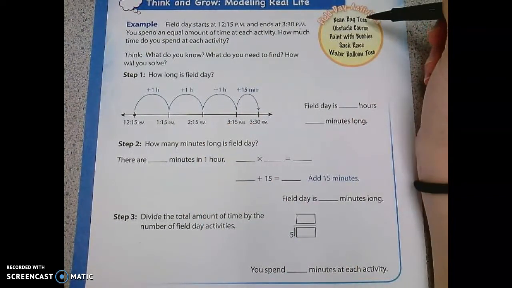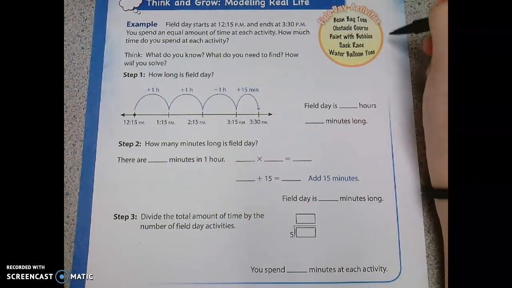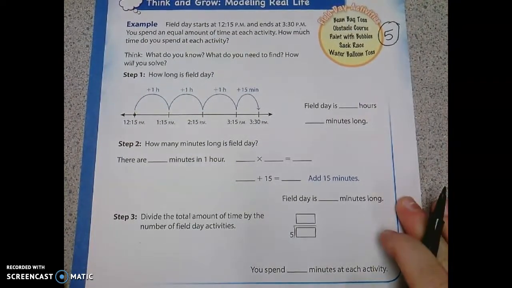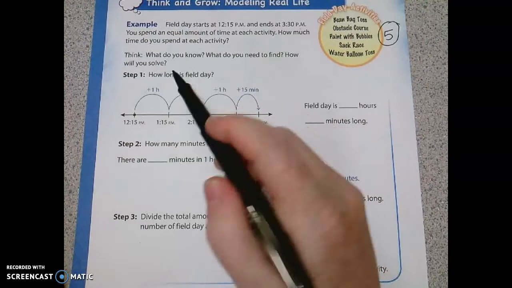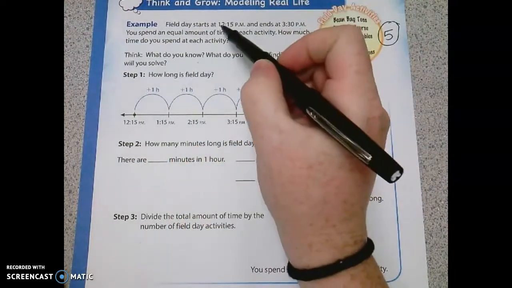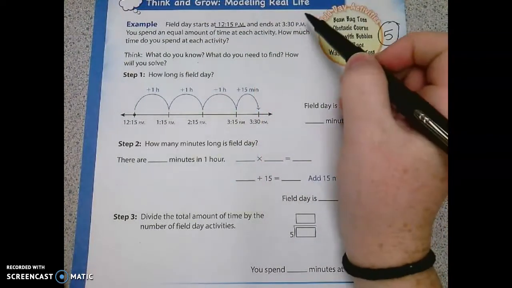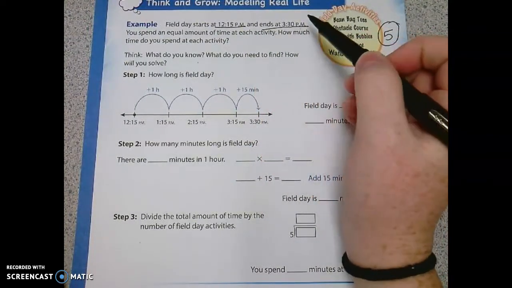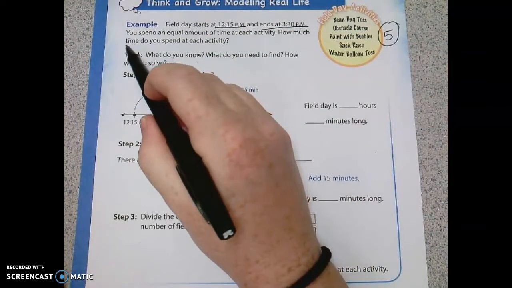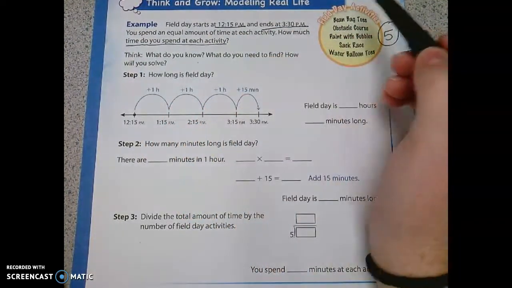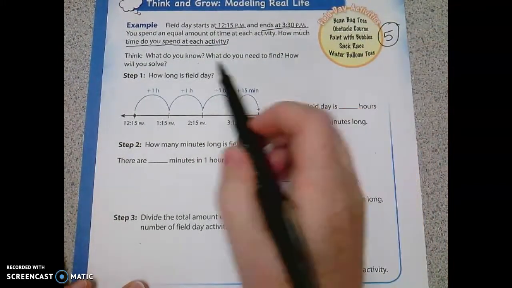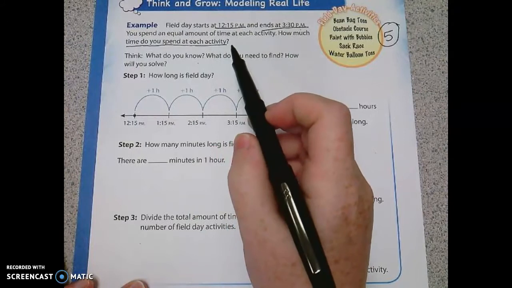So if we look over here, field day activities, we have 5 activities, okay? We're going to need to remember that. All right, so let's think. What do we already know? We already know when it starts, and we know when it ends. What do you need to find? We need to find how much time we spend at each activity. All right, now how are we going to solve this problem? What are we going to do?